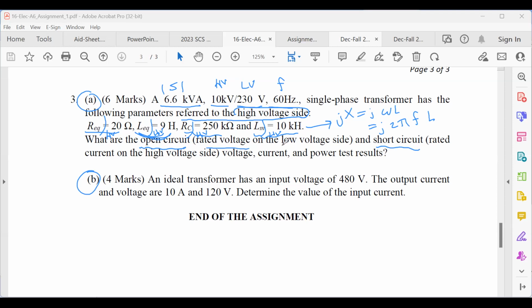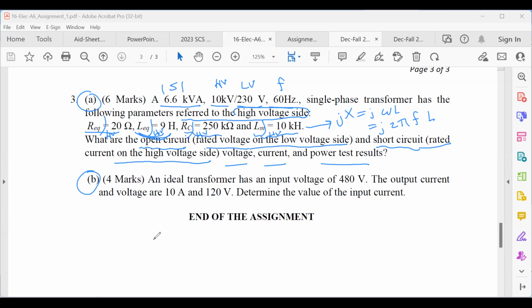Rated voltage on the low voltage side. Short circuit rated current on the high voltage side. Volt, current, and power test results. So for this problem, they actually use the reverse. Instead of providing the test information and asking for the parameters, they provided the parameters asking for the test values: the P short circuit, I short circuit, V short circuit, P open circuit, I open circuit, and V open circuit.